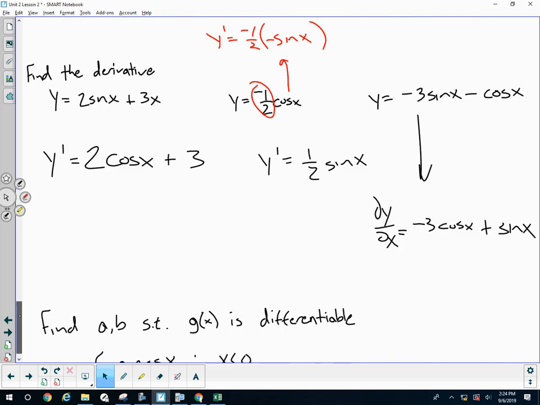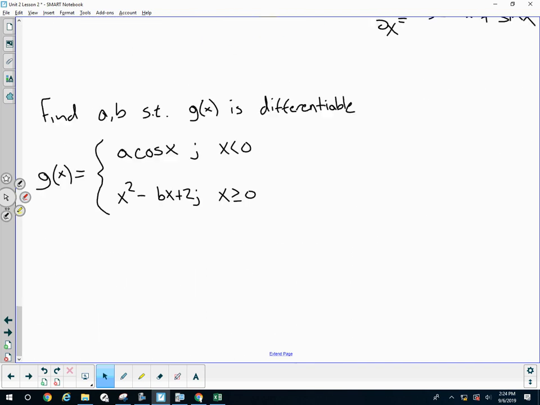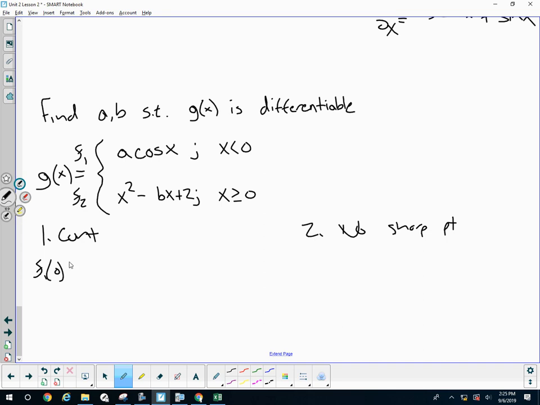Okay, I could have the same type of question that I asked before, just with sine and cosine. So piecewise function, make sure it's differentiable. I'll just do this so you guys can follow along or do it yourself. We got the two things, the continuity part and the no sharp point part. That's easy.